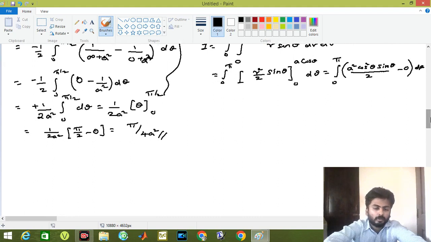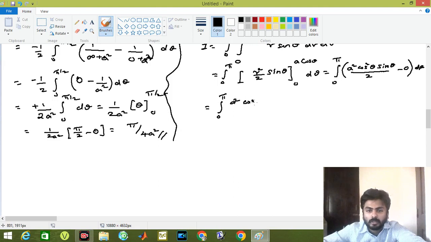Now you have to integrate the entire term with respect to theta. Here a square by 2 is constant, so before that I am writing it fully here: integral 0 to pi, a square cos square theta sin theta divided by 2, d theta. So this is what we are having.